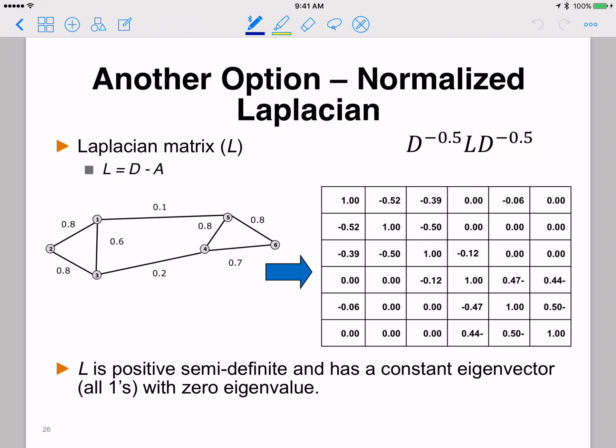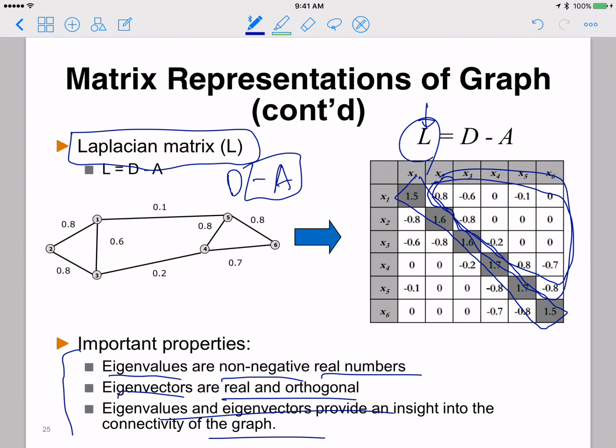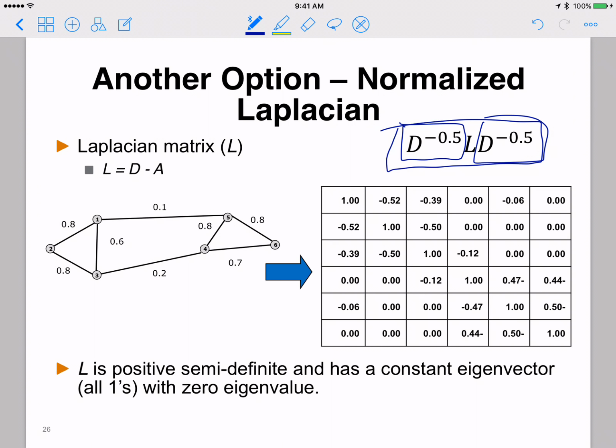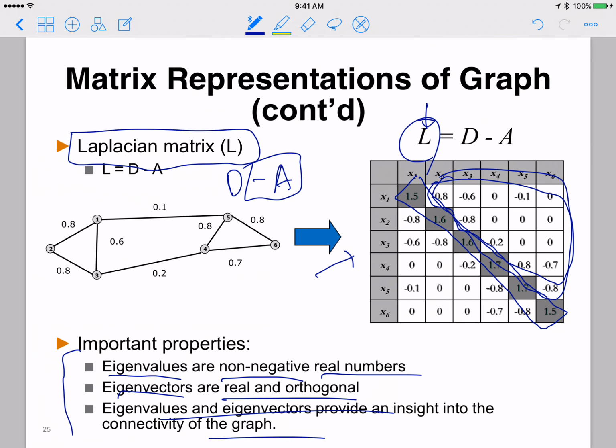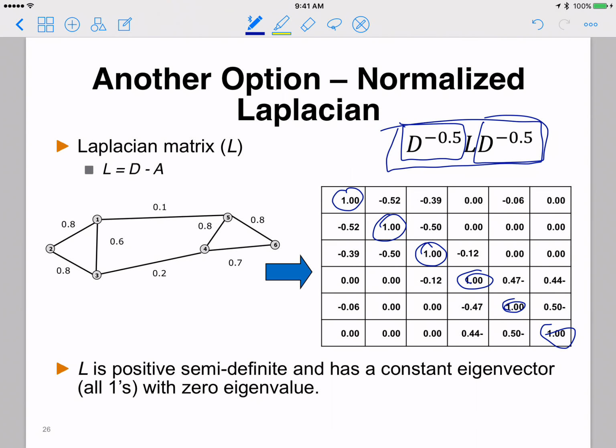This Laplacian matrix can also optionally be normalized by the degree matrix, by multiplying D to the power of minus half on the left and right. It changes the degree matrix so that they have all ones along the diagonal entries. I'm just going to give a brief intuition about it.